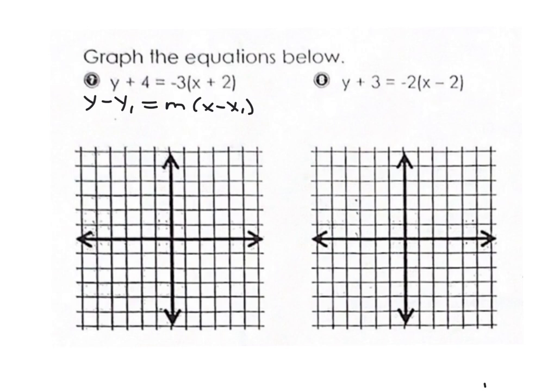So let's start by pulling out our slope. So that's our m value. So we see that that slope is -3.